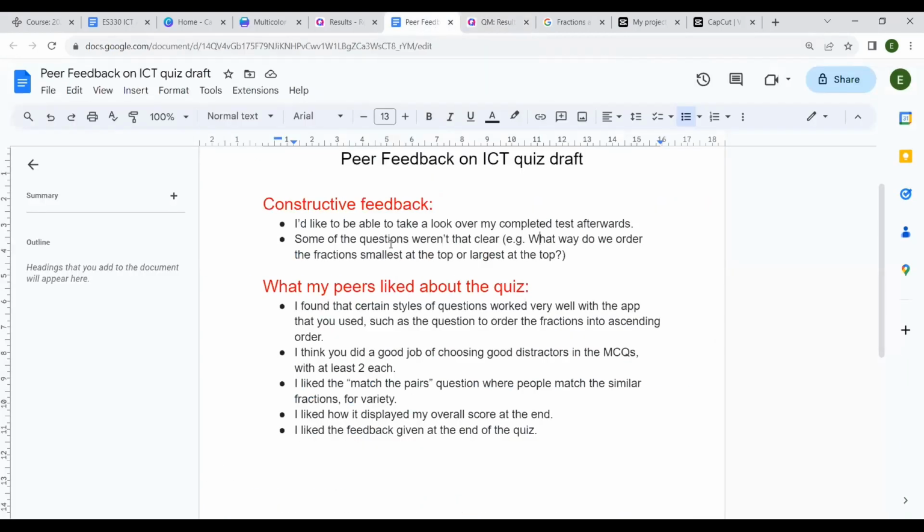And then some of the questions weren't that clear. In my ranking question, I had just said to order the fractions from smallest to largest, and I didn't say if the smallest is at the top or the largest at the top, and I've since specified that.